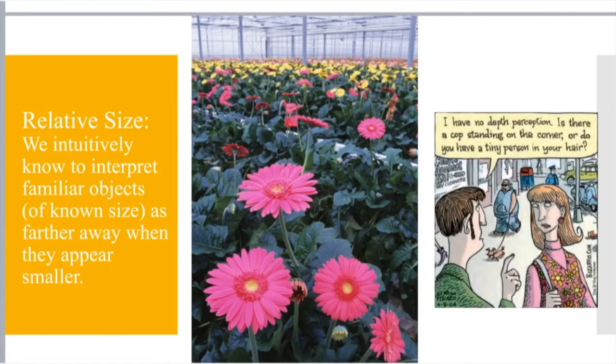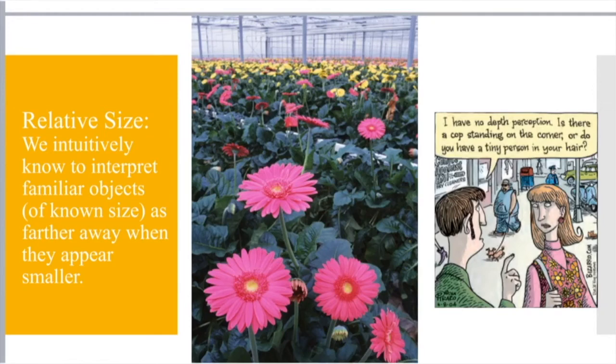The next monocular cue is going to be relative size. Relative size is that we intuitively know to interpret familiar objects of known size as further away when they appear smaller. So here we're looking at flowers, right? The flowers that are closer to us are big, and so we know they're close. And as they get further away, those flowers are smaller and smaller.